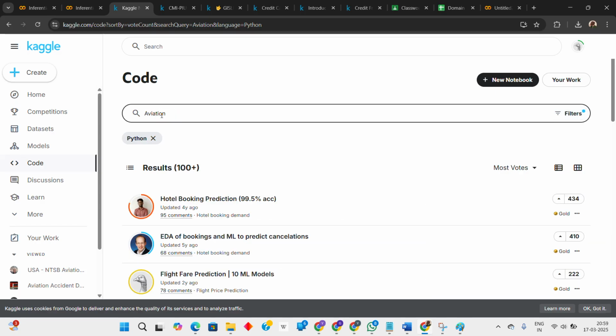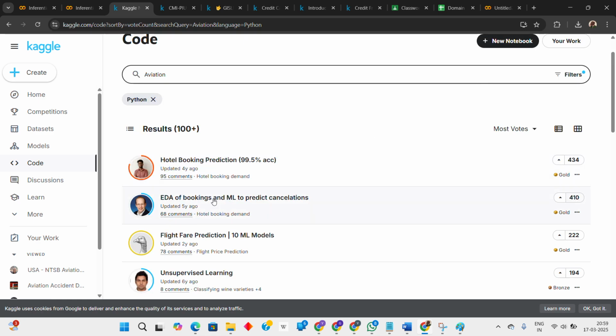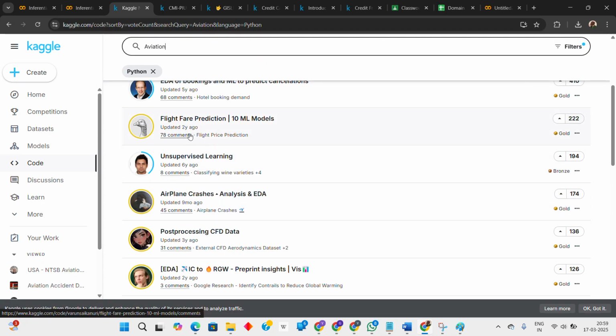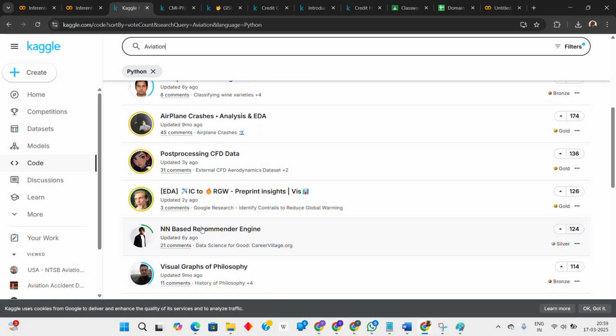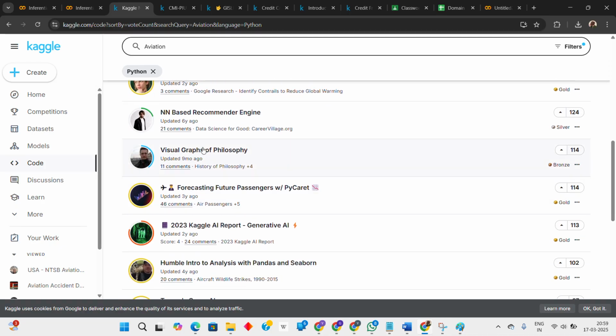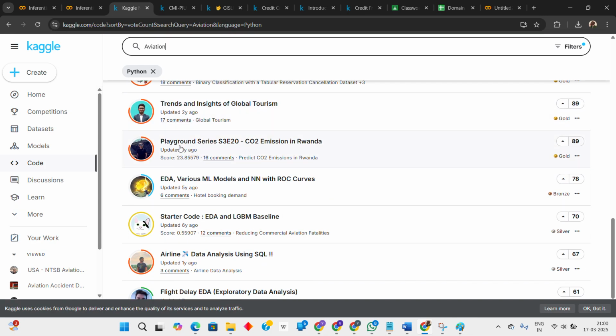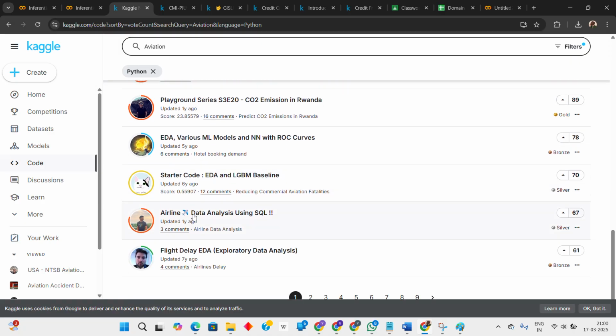Aviation. Go and search for aviation. Hotel booking prediction, EDA booking and ML to predict cancellations, flight fare prediction. Okay. And also check whether it is very recent or not. You can take the recent ones out of the available ones. Whatever makes you feel it is the recent one, you can take it.